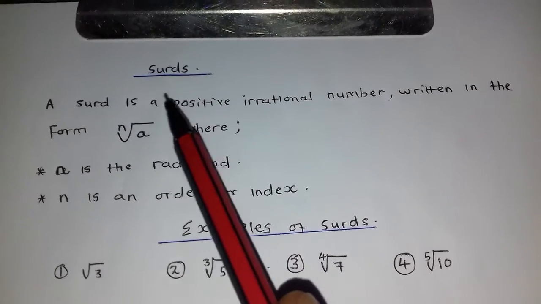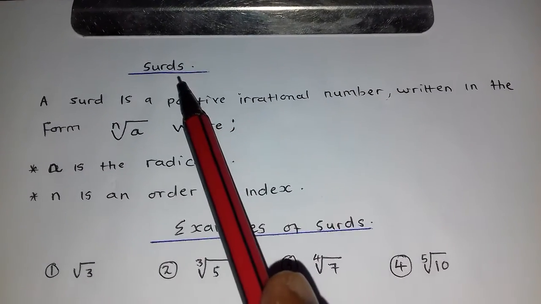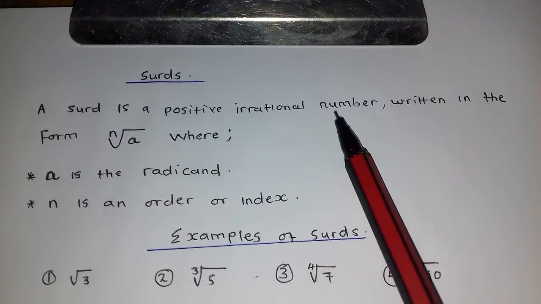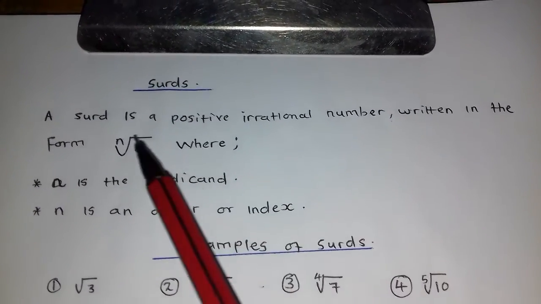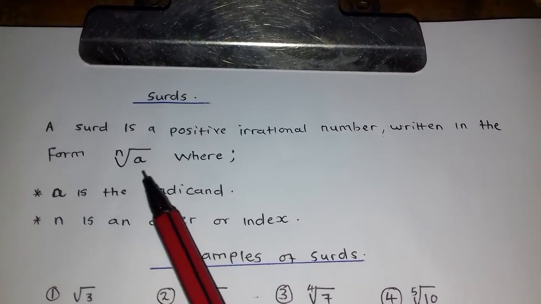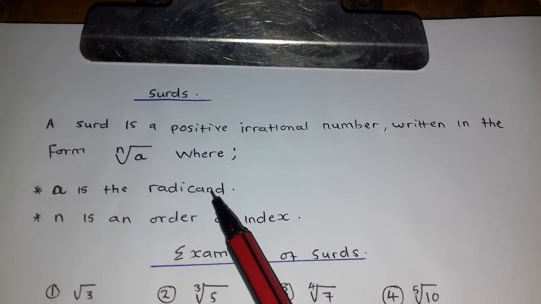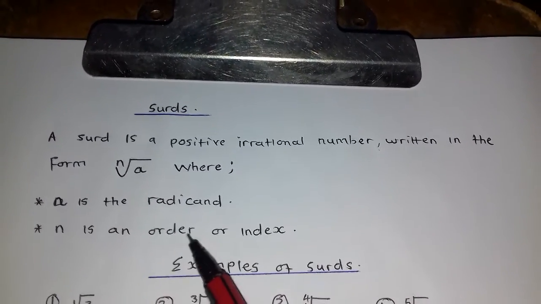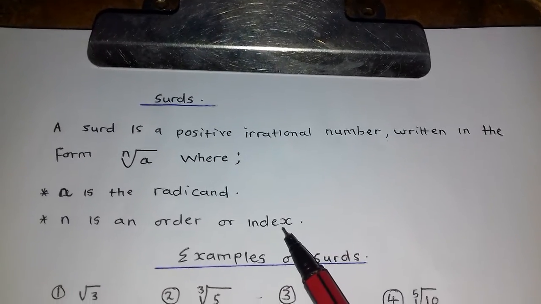We are going to start with SURDS according to our course outline. A SURD is defined as a positive irrational number written in the form nth root of a, where a here is called the radicand, and n here is called an order or an index.